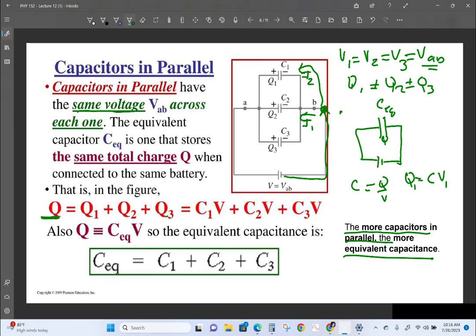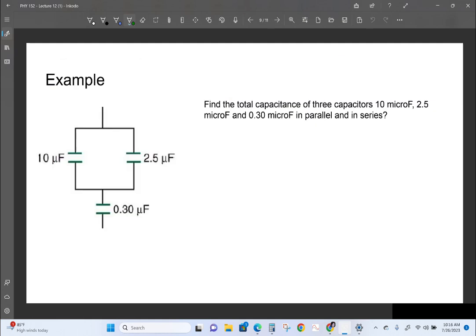So if we go back to our numbers, if this was 1 farad and this was 2 farads and this was 2 farads again, the equivalent would be 1 plus 2 plus 2, or 5 farads, versus our series combination that was only 0.5 farads. So you should be able to find the total capacitance of capacitors in series and in parallel.